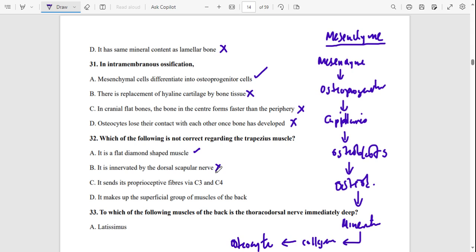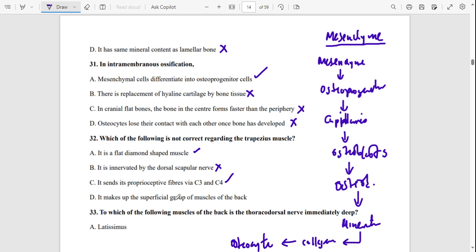Instead, it is innervated by the accessory nerve, that is cranial nerve number 11, and also the anterior rami of C3 to C4, right? And these will be the ones giving its sensory innervation to be able to feel the pain. The accessory nerve will be for motor. It sends its receptor fibers via C3 and C4. That's what you've just said. For pain or sensory innervation it is by the anterior rami of C3 and C4.